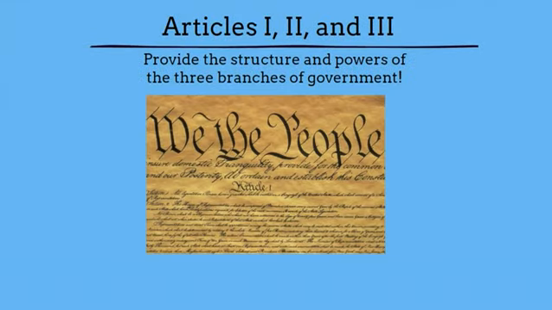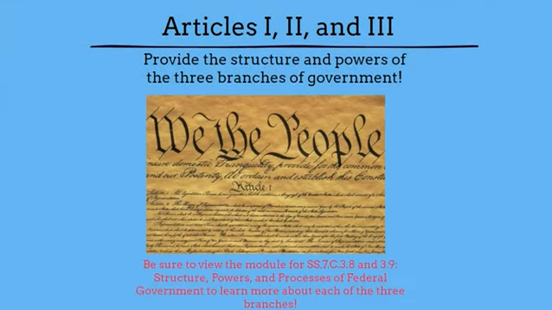So we've learned quite a bit about Articles 1, 2, and 3, and we know that they provide the structure and powers of the three branches of government. But be sure to view the module for benchmarks 7.c.3.3 and 3.9 on the structure, powers, and processes of the federal government to learn more about each of the three branches.